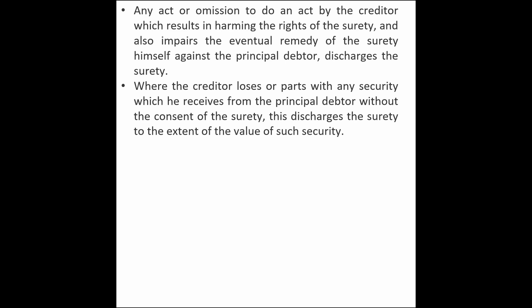When the creditor loses or parts with any security which he received from the principal debtor. He received the amount from the principal debtor, but that was not known to the surety. In such cases, if he lost the amount or lost part of the property, whatever the thing may be, the surety may get discharged. So that's all about the discharge of surety.